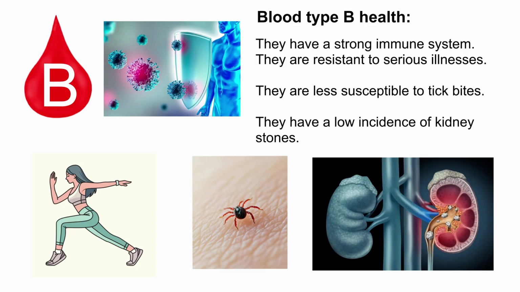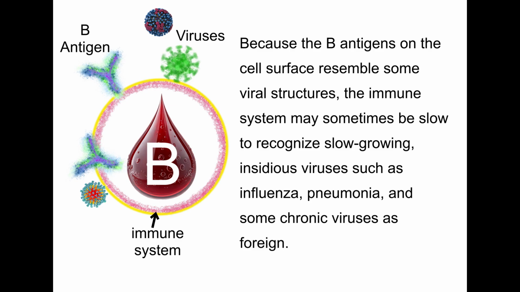They have a body system resistant to serious illnesses. People with blood type B are less exposed to tick bites. The rate of kidney stone formation is low. Because the B antigens on the cell surface resemble some viral structures, the immune system may sometimes be slow to recognize slow-growing, insidious viruses such as influenza, pneumonia, and some chronic viruses as foreign.